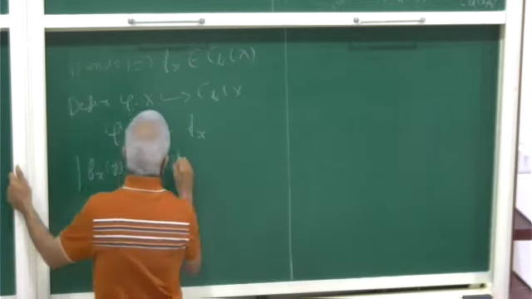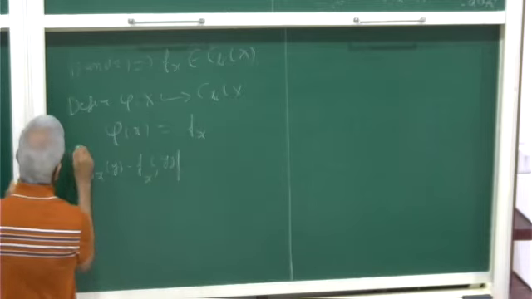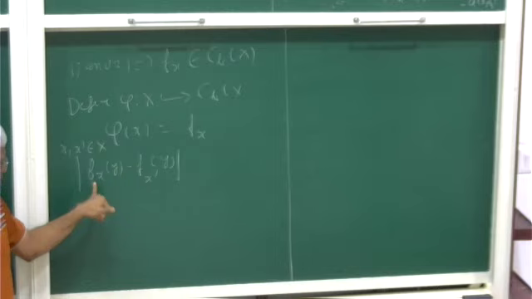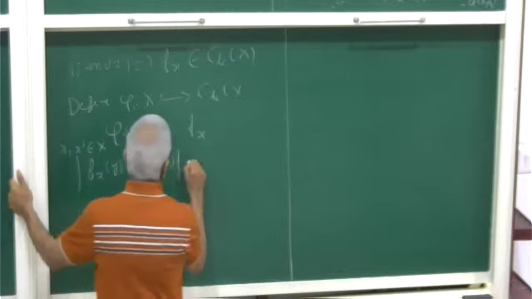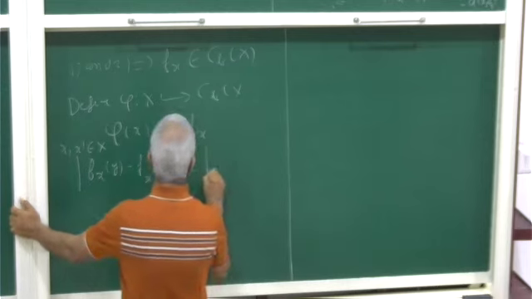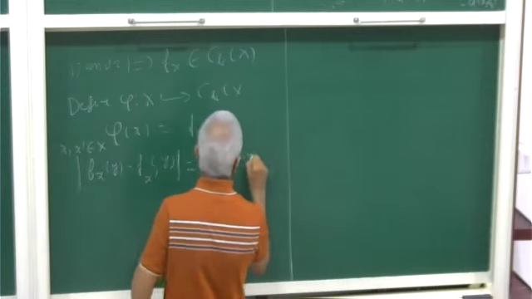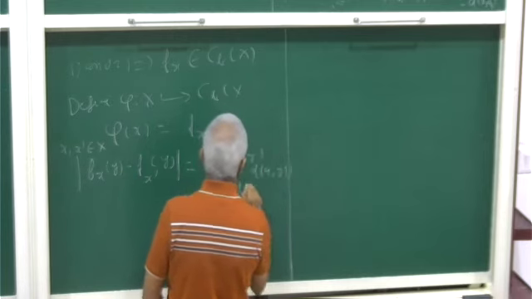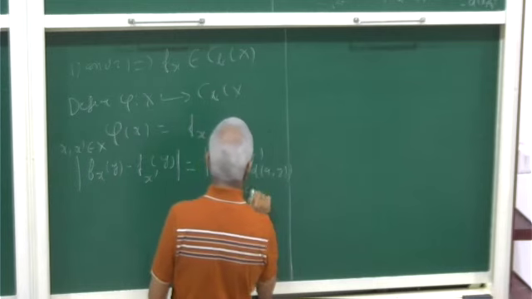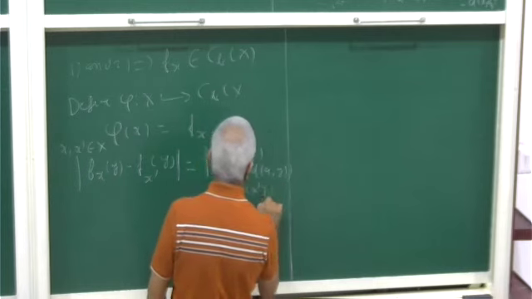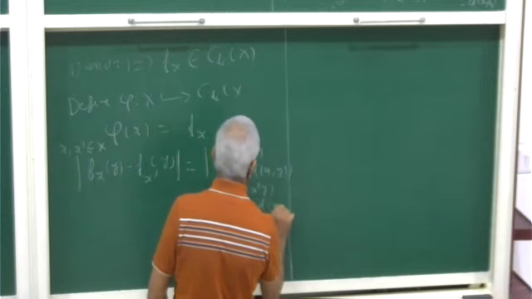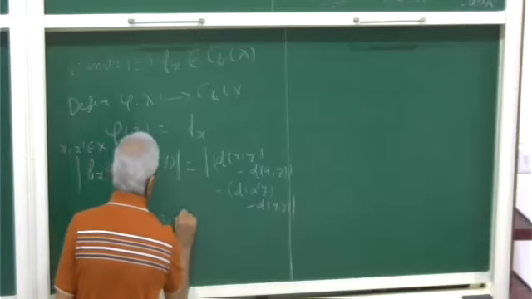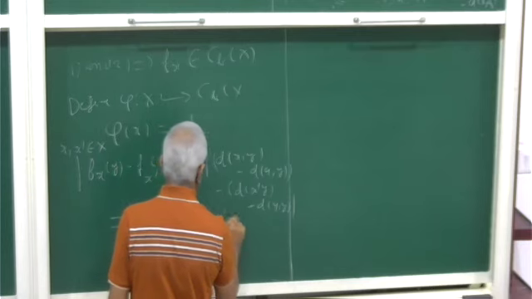Now for x prime in X, take x and x prime in X. Then for Fx(y) minus Fx prime(y), you just write the definition. This is equal to d(x,y) minus d(a,y) minus d(x prime,y) minus d(a,y). The d(a,y) is the same, so they get cancelled, which is equal to d(x,y) minus d(x prime,y).